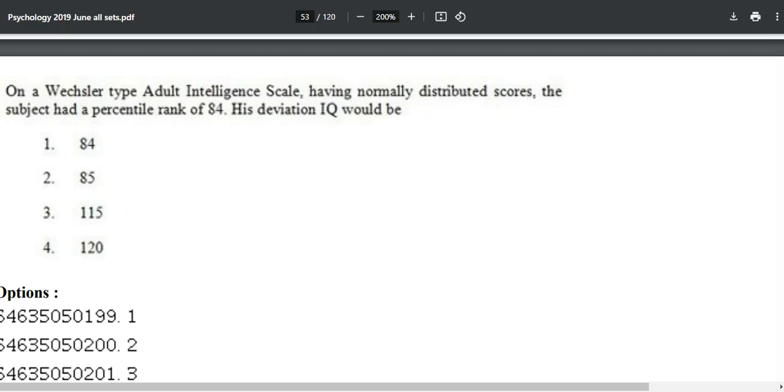All right, let's have a look at that particular question so that fear goes out and happiness goes in. On a Wechsler type adult intelligence scale, having normally distributed scores, the subject had a percentile rank of 84. His deviation IQ would be 84, 85, 115, 120.